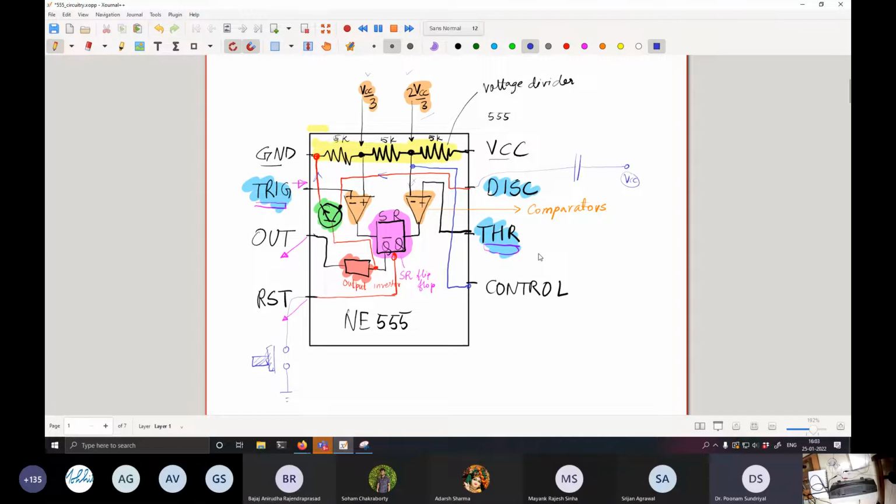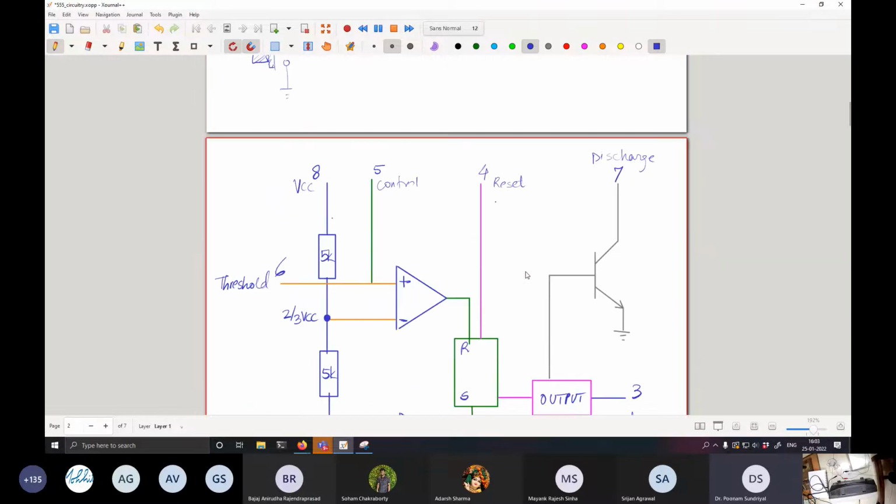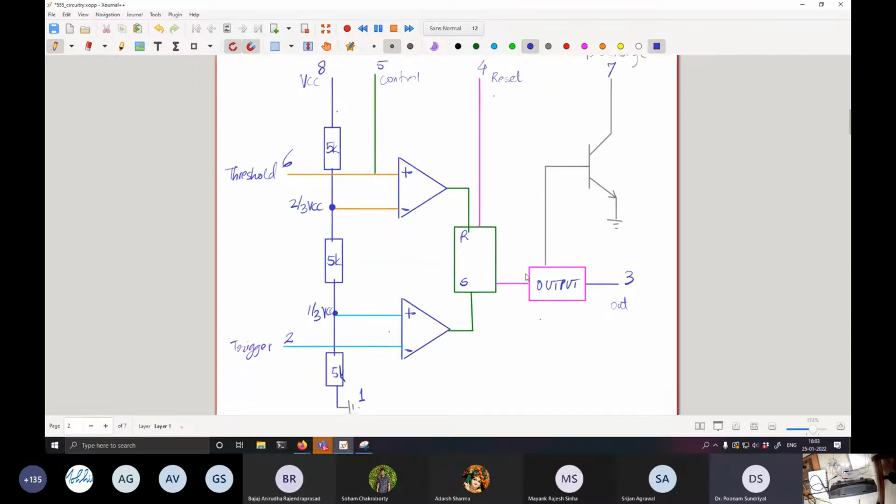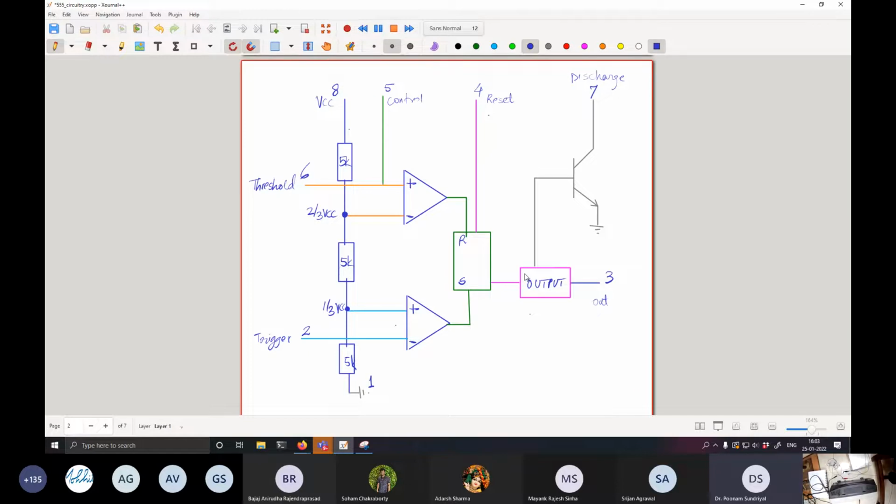Any other question before we proceed? Alright, let's proceed. So over here I have drawn the simplified schematic of the diagram mentioned above, and this is the voltage divider part. The voltage divider goes between pin 8 and pin 1.